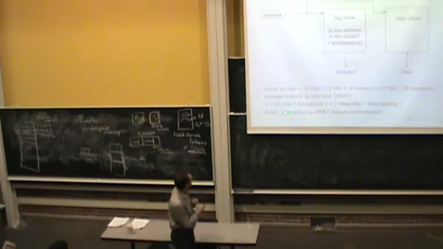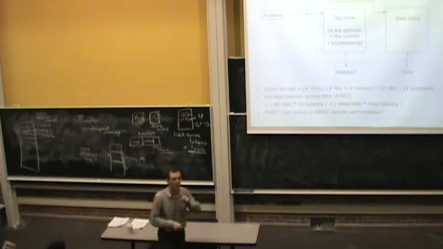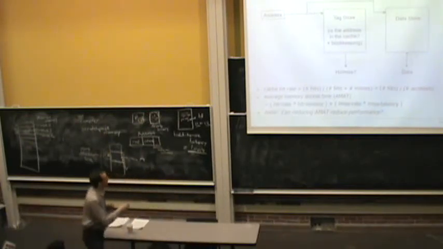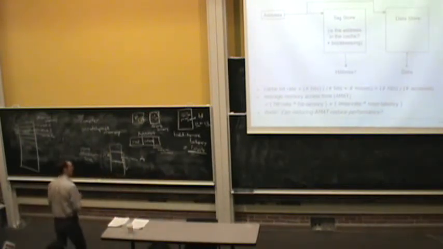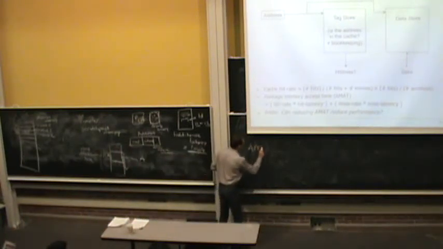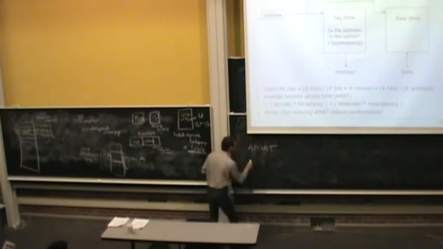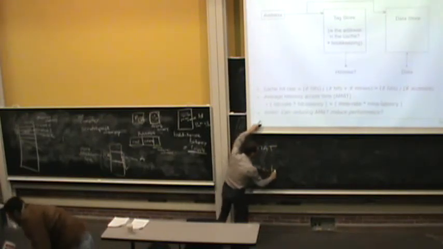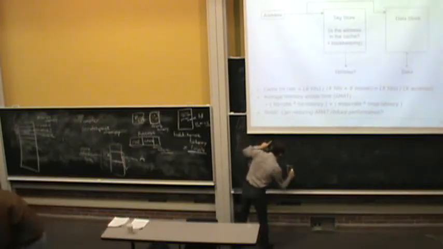I guess I'll give this bit to you, but I will not answer it. Can you think of cases where you could potentially reduce average memory access time, but you get reduced performance? So average memory access time is a proxy for overall performance, right? But overall performance, as we know, is not that. Overall performance is really execution time of the entire program, right?